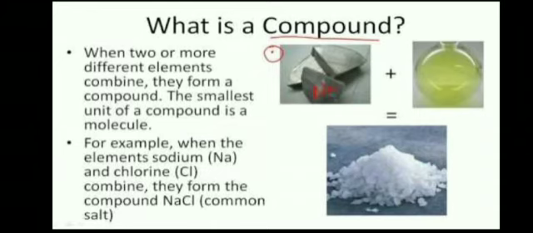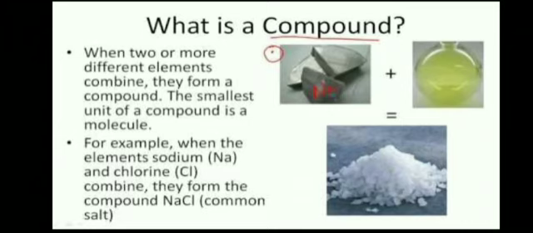When two or more different elements combine, they form a compound. The smallest unit of a compound is a molecule. For example, when the elements sodium with the symbol Na and chlorine with the symbol Cl combine, they form the compound NaCl, which is nothing but the common salt.